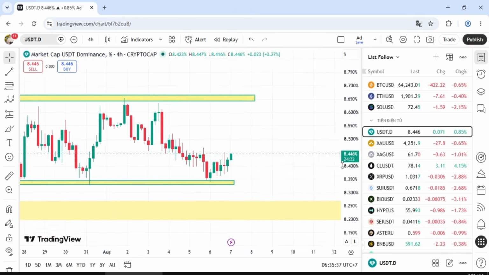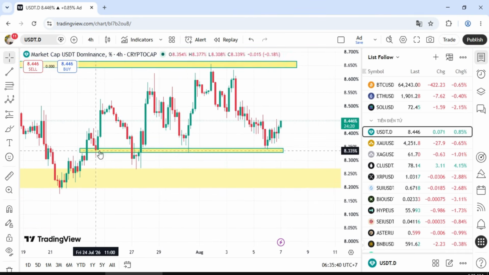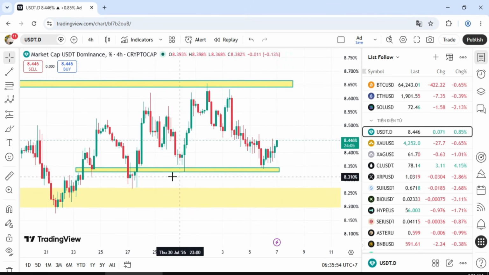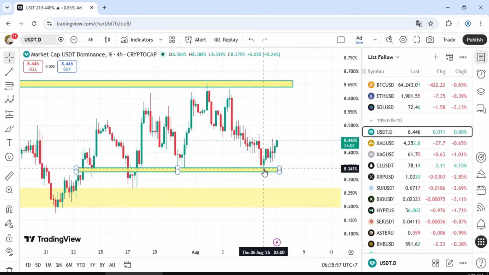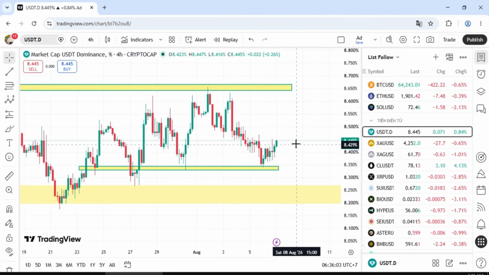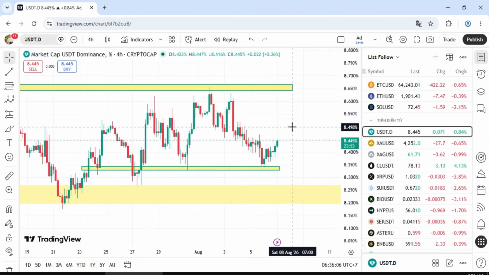Here we can see that USDT.D has reached the H4 support zone. This is a support zone that it has tested many times without breaking through. You can see one bottom here, a second bottom here with a false breakout, a third bottom here, and a fourth bottom here. It has tested this level 4 times and has held up quite well. We can see it's moving upwards, and we are expecting to see how high USDT.D will go this morning.